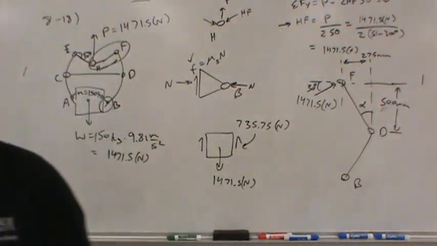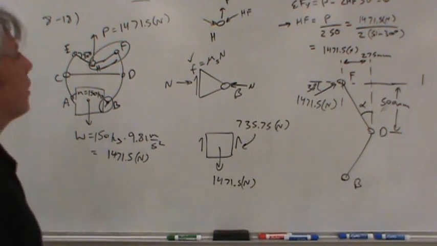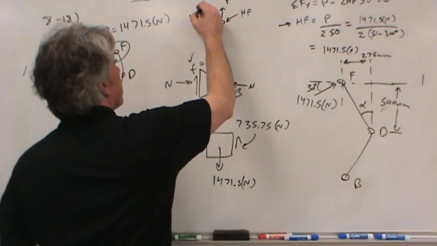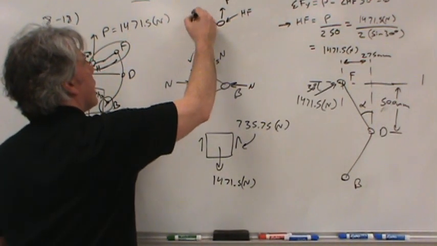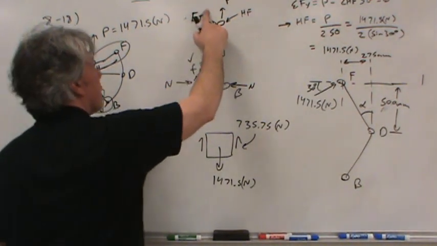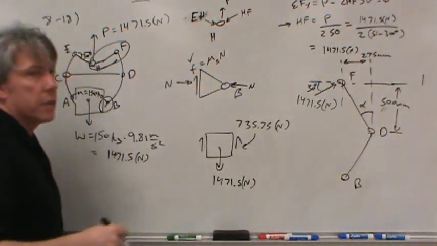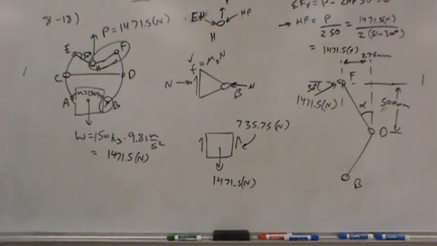Is it 2HF? Why are there two? Because HF also acts on the other side, but it's of course EH. But they have to have the same magnitude. That's right, EH. Because of a sum of force in the horizontal direction. Yep. Good question.